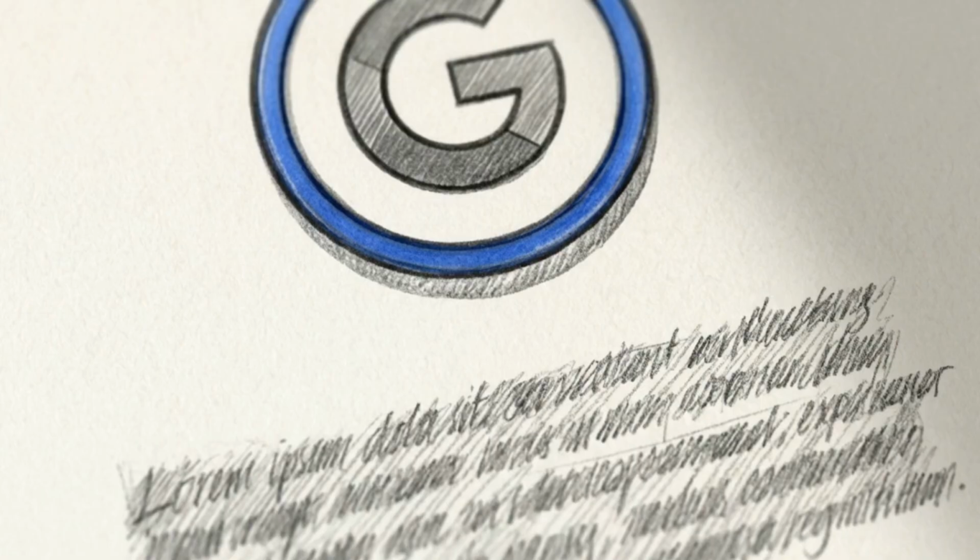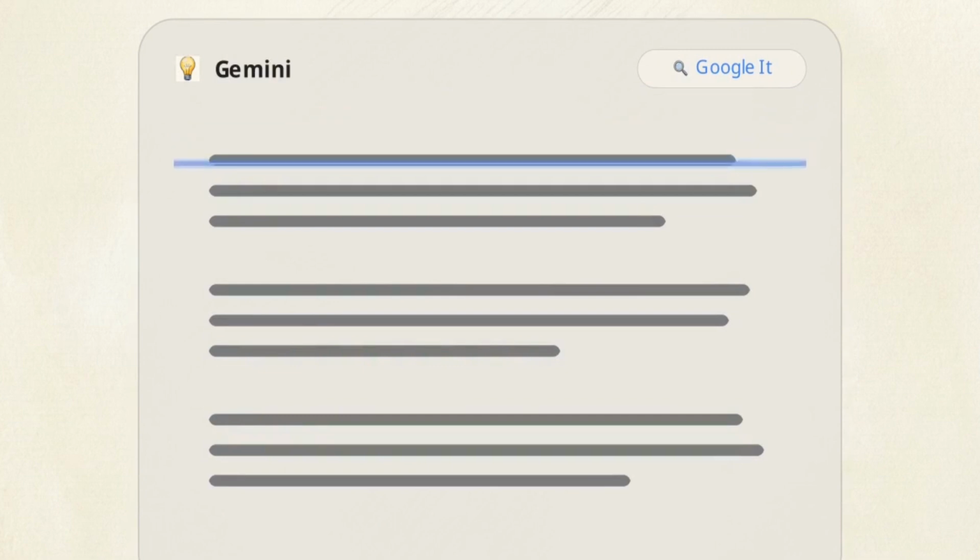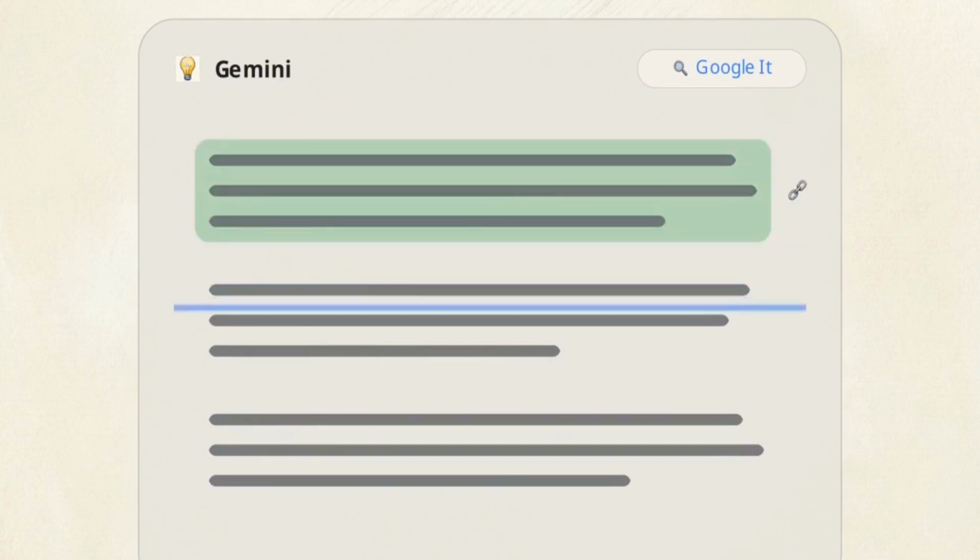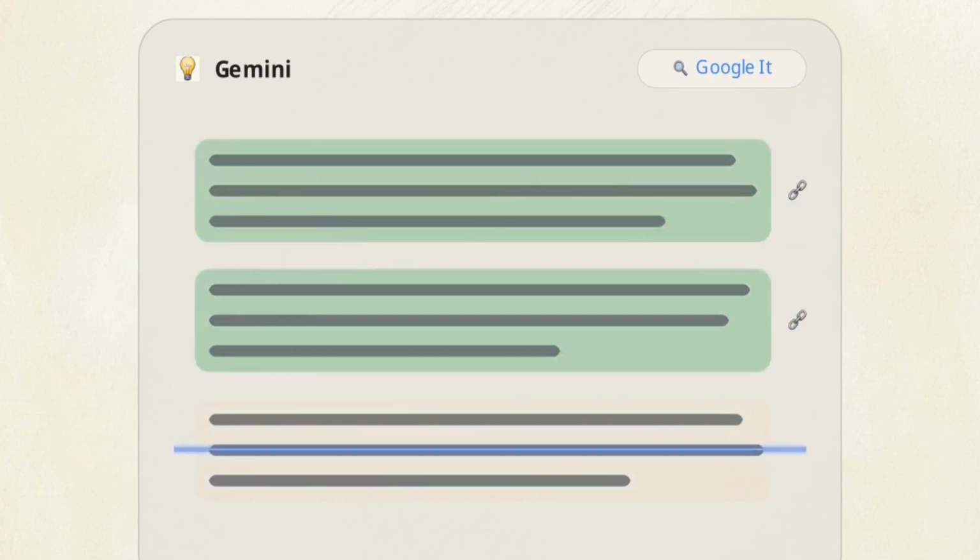This is the tool designed to combat hallucinations, the Google It button, located directly beneath the AI's response. Clicking it triggers a scan, cross-referencing the text with live search results. When sentences highlight in green, external web sources corroborate those specific claims. If a sentence highlights in orange, it indicates a lack of external verification. This is a potential hallucination and should be treated with caution.